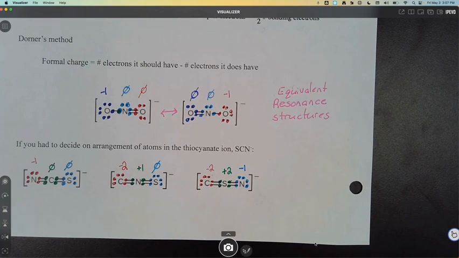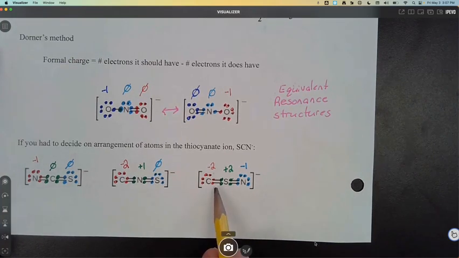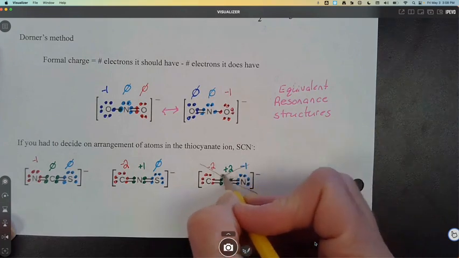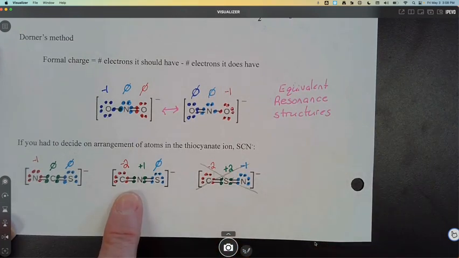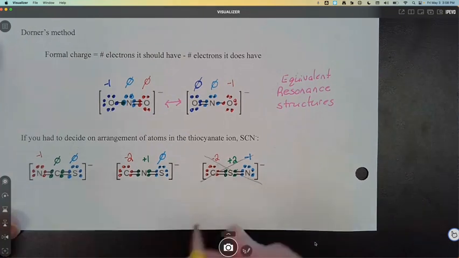So if I look at how this ended up here, in every case, the sum total of the formal charges I found adds up to -1. That's good because we're looking at a -1 ion. But then as I start looking at them, they're definitely not equivalent. This one is awful. I've got formal charges of -2, +2, and -1. This one does not win. This one is a little better, but it's not as good as this one down here.